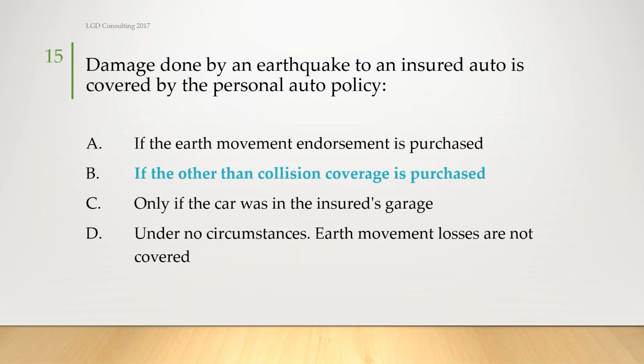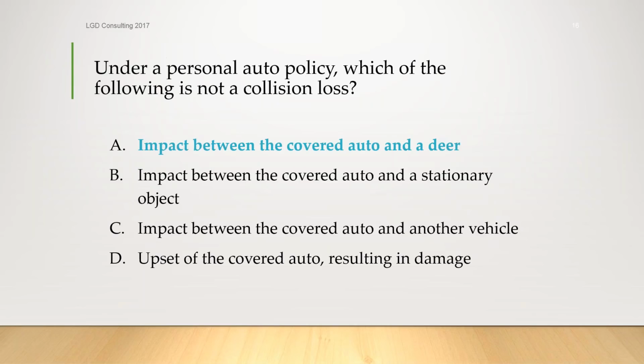Damage done by an earthquake to an insured auto would be covered under the personal auto policy if they have other than collision coverage. So think of this. Collision is you hit something, you damage your car. Other than collision is something hits you and it damages your car. If you have the other than collision coverage, which in the real world a lot of times they call comprehensive, it actually covers earthquake and flood because it's not excluded. It's kind of cool.